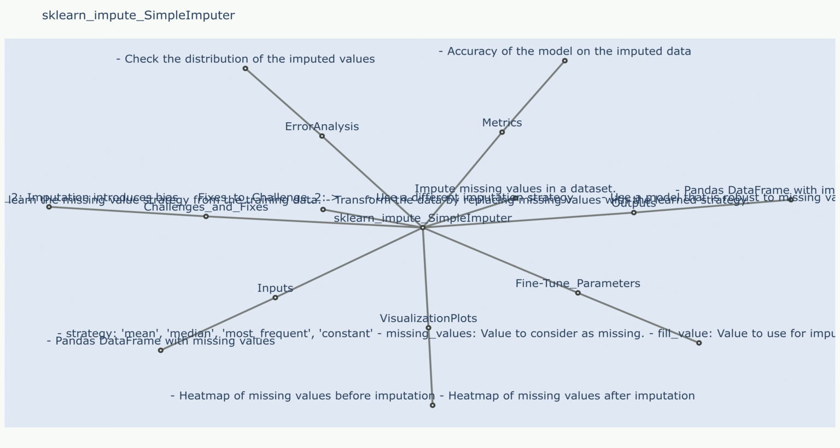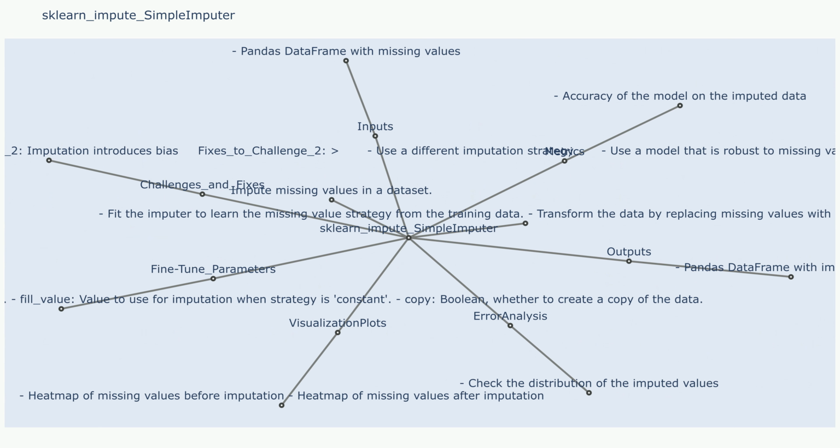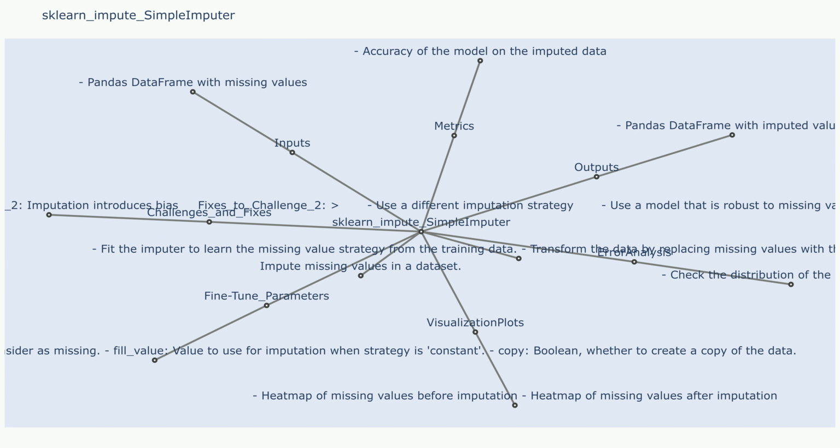Fine-tune parameters. Strategy: the imputation strategy to use. Choices include mean, median, most frequent, constant. Mean replaces missing values with the mean of the feature, median with the median, most frequent with the most frequent value, and constant with a specified constant value.